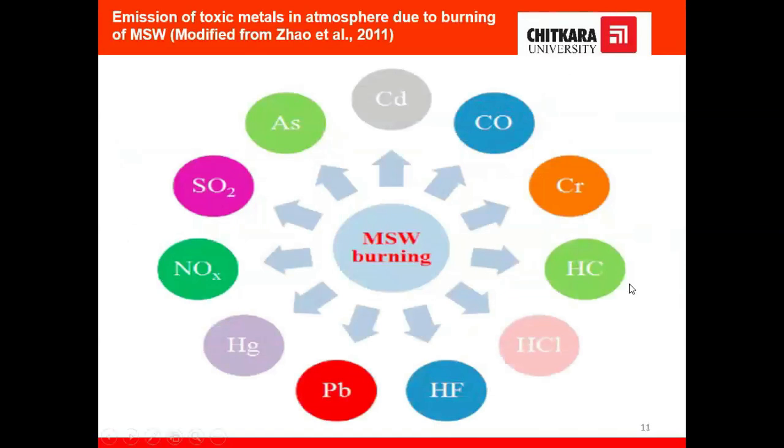Now, if we are burning municipal solid waste, it may have some toxic metals as well, because we don't know if segregation of the waste material has been done. So it may contain some kind of toxic metals and other acidic materials. Per the research paper, these are some common materials that can come after the burning of municipal solid waste. Municipal solid waste means household waste, which is generated from our homes.